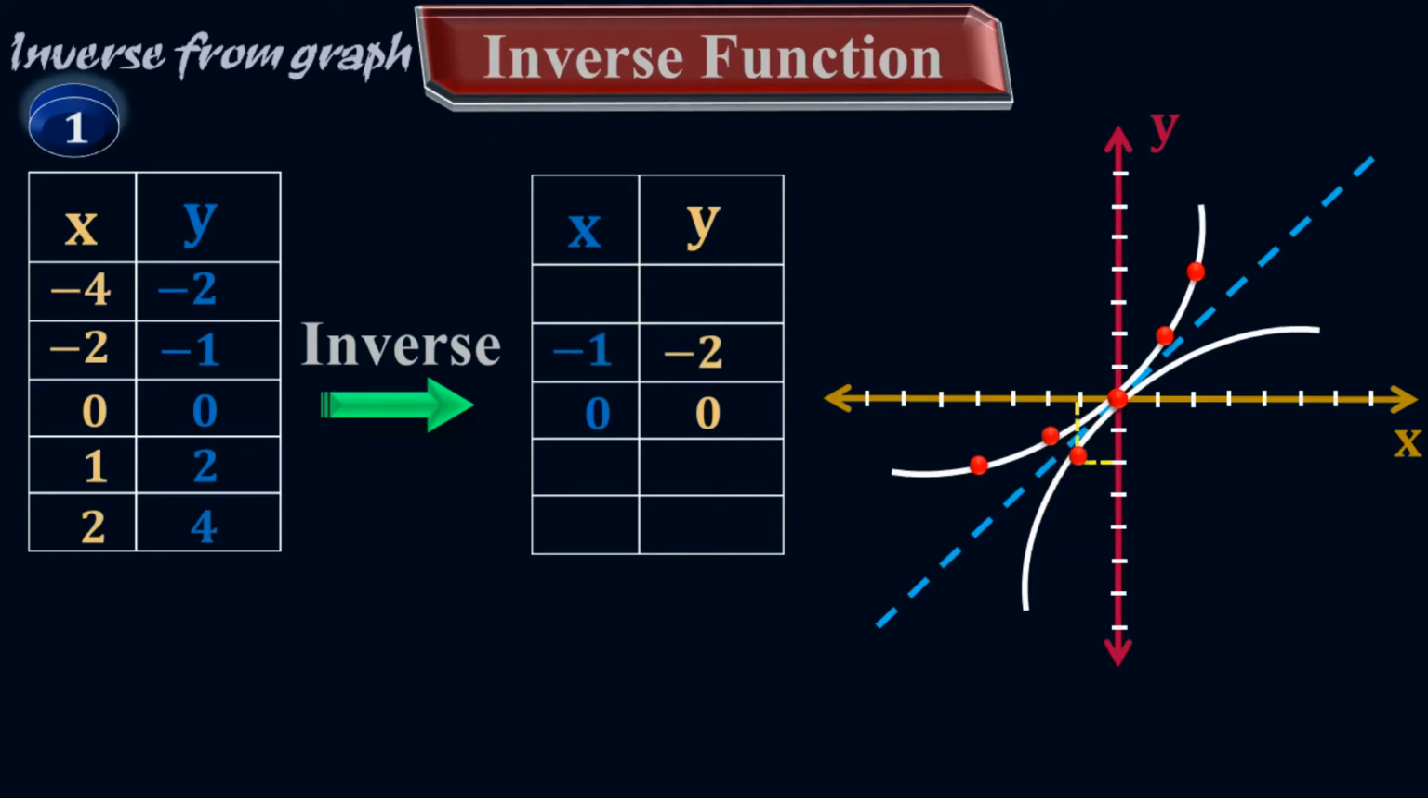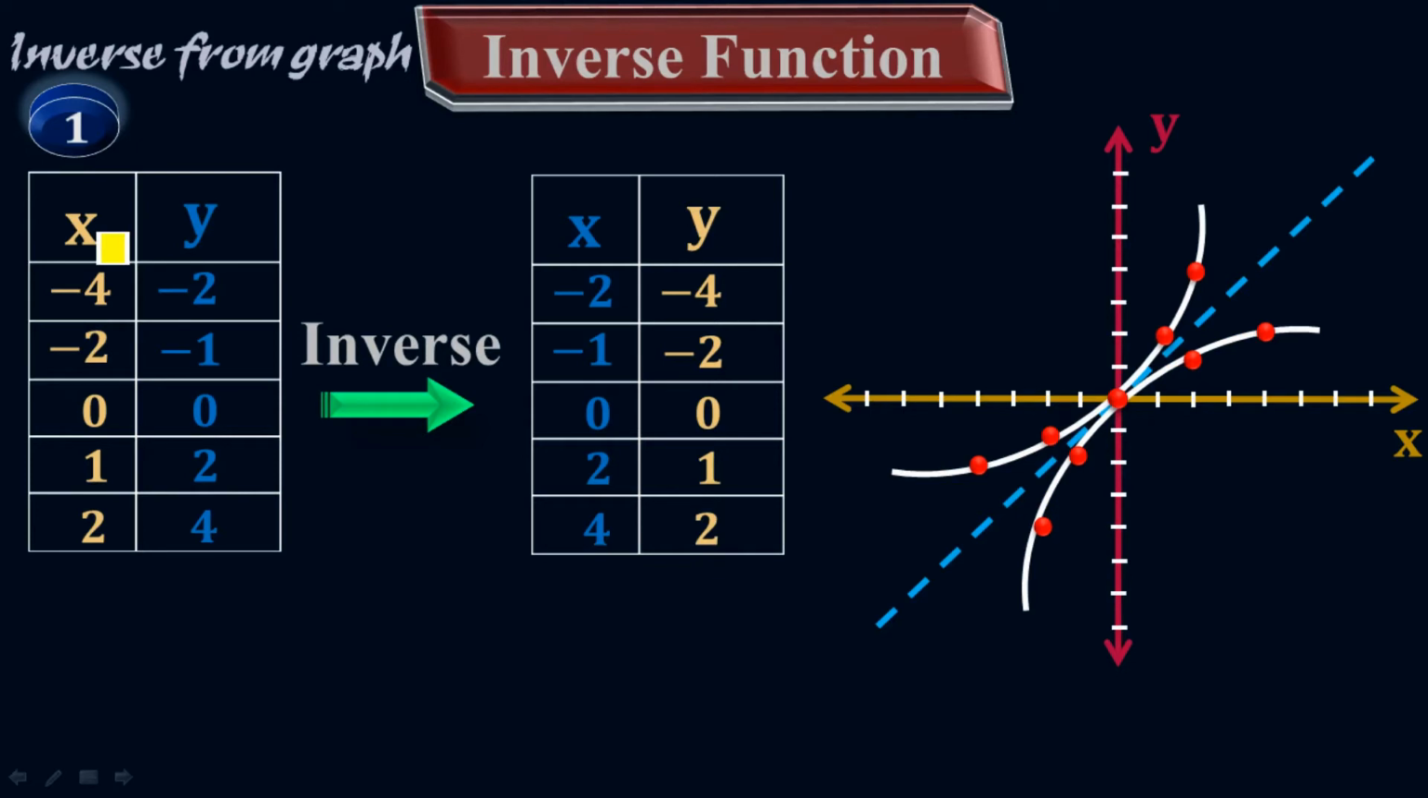That is -1 along the x-axis and -2 along the y-axis. Similarly, my third point will be -2 along the x-axis and -4 along the y-axis, which is here. My fourth point will be +2 along the x-axis and +1 along the y-axis, which is here. My fifth point will be +4 along the x-axis and +2 along the y-axis, which is here. So let me compare the coordinate points of the inverse function with the original function.